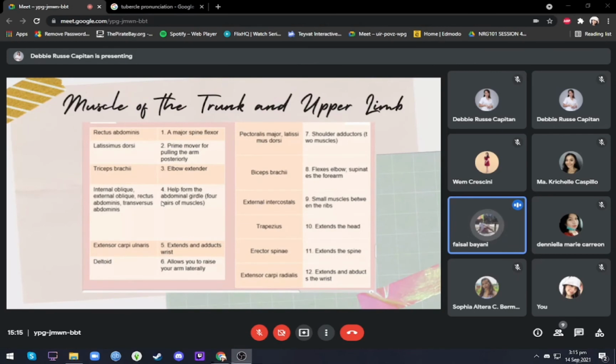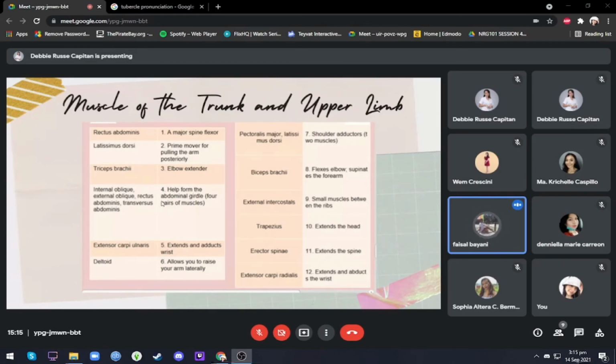Next is muscles of the trunk and upper limb. Number one, a major spine flexor. Our answer is rectus abdominis. Number two, prime mover for pulling the arm posteriorly. Our answer is latissimus dorsi. Number three, elbow extender. Our answer is triceps brachii. Number four, help form the abdominal girdle. Our answer is internal oblique, external oblique, rectus abdominis, and transversus abdominis.